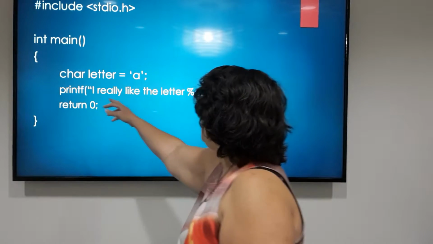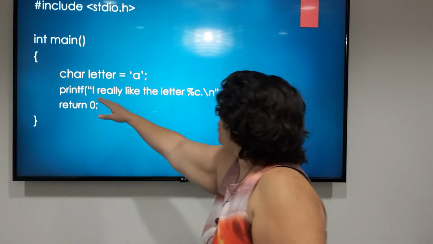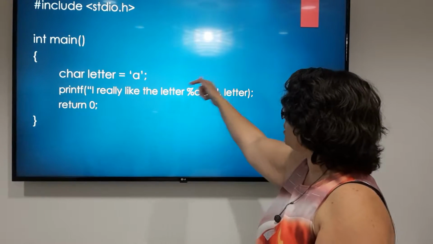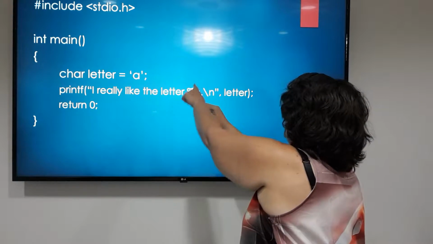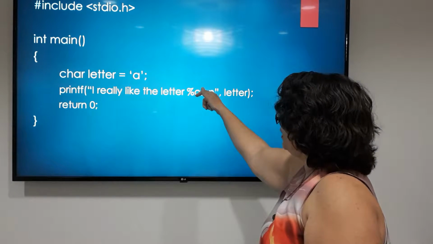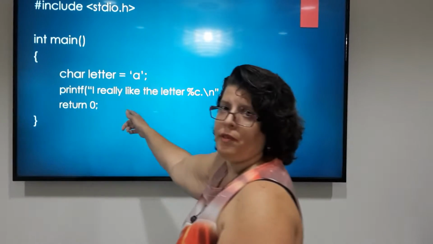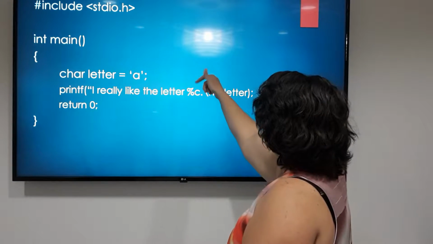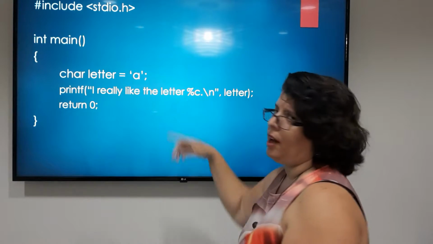So here I have something that says, I really like the letter %c, and so this creates a fill in the blank right here in this spot. So I really like the letter blank, and after the comma, this is the actual variable that goes in that spot. It grabs whatever's inside of letter and puts it in that blank. We know from this line here that the value of letter is currently A, so the sentence will eventually look like, I really like the letter A, because it got A out of letter and put it right there in that position. So I see the sentence, I really like the letter A, on the screen.